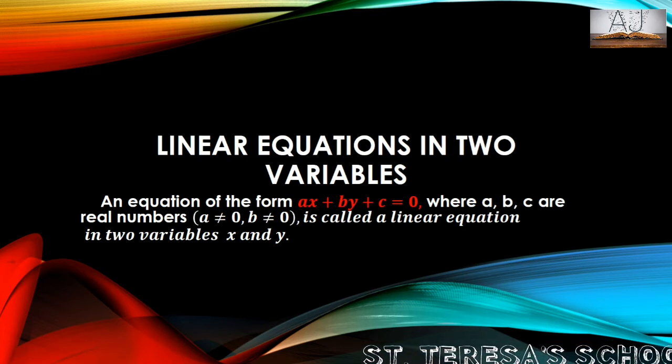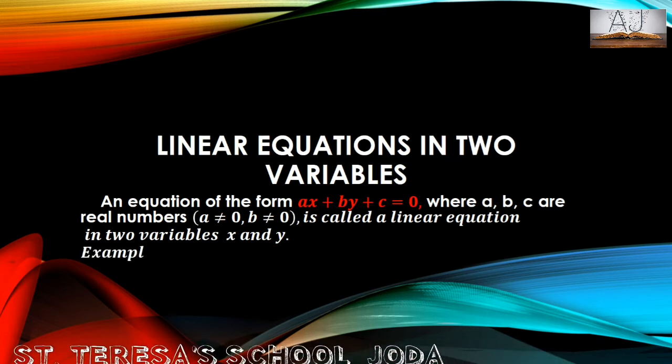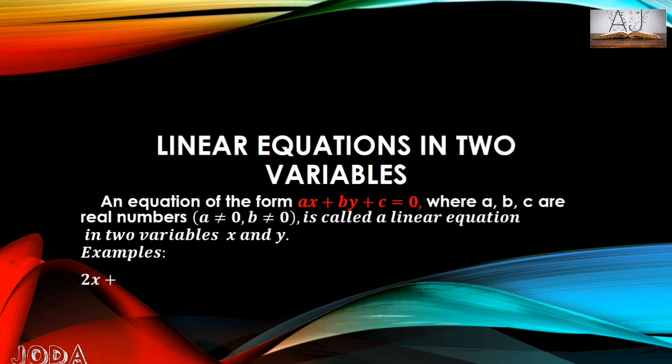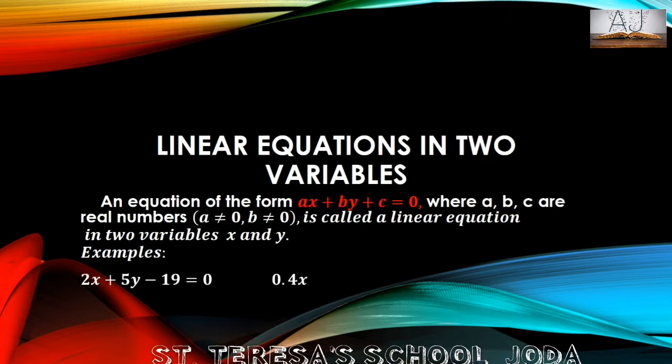Here we have two variables x and y. Okay, any two you can have. Let us see an example. Suppose if you have 2x plus 5y minus 19 equal to 0.